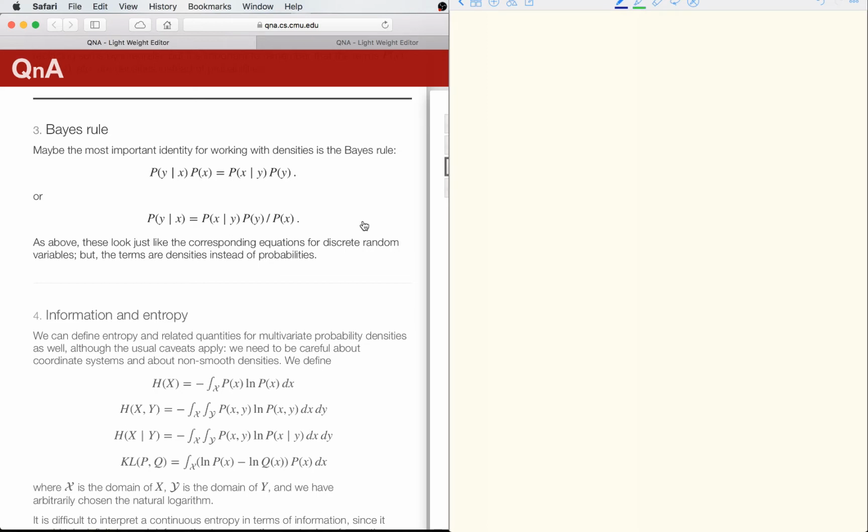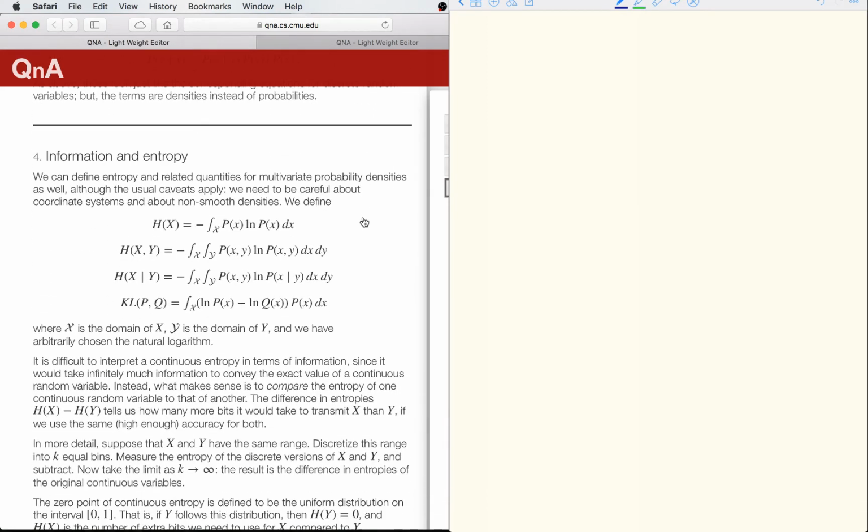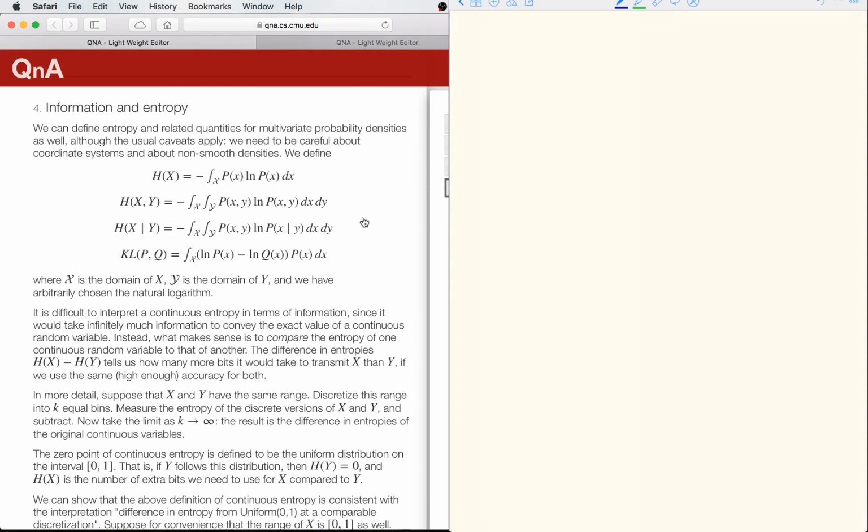All right, so now that we've defined multivariate densities, it makes sense to go back and talk about information and entropy for continuous random variables. So these are, again, very similar to their discrete counterparts. In some sense, you could pretty much get by just saying, okay, replace sums by integrals in all of the definitions before. But there are a couple of caveats that we'll get to.